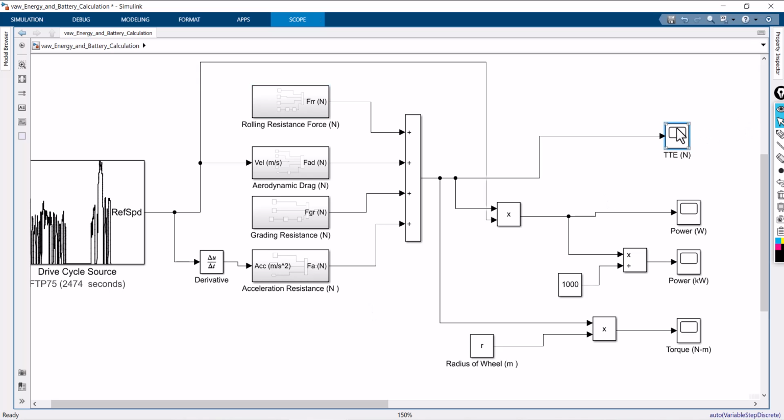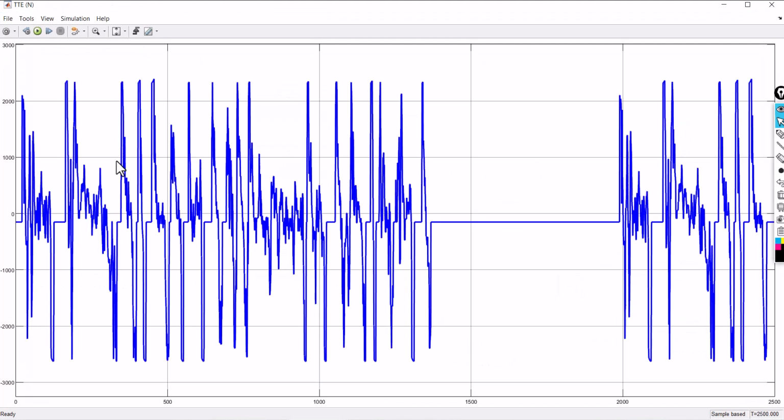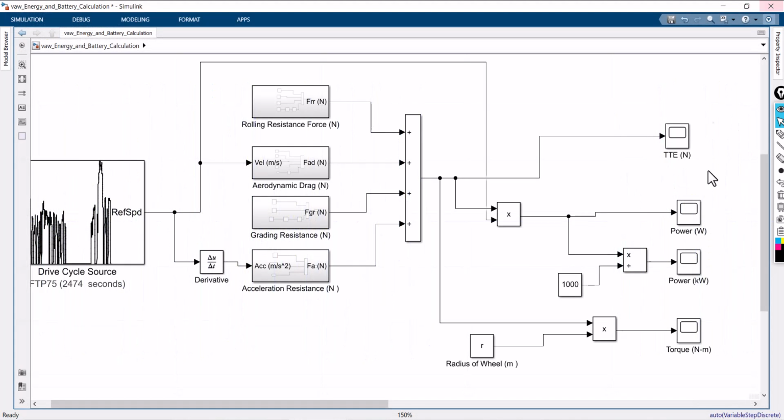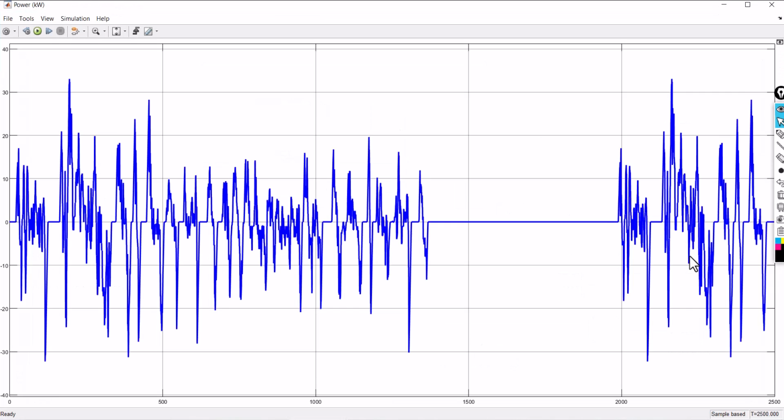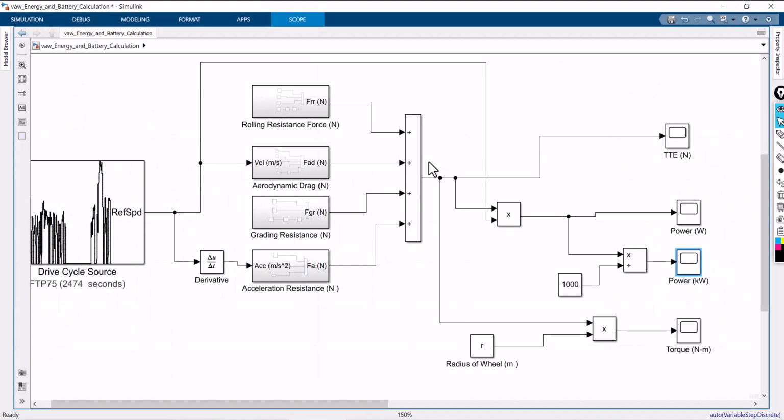You can see this is the total tractive effort of the vehicle. This is the output with respect to the input, and this is the power requirement in kilowatt. It has a positive power as well as negative power, because whenever the driver applies the brake, the power requirement will be reversed. Actually, it will be in regenerative mode.